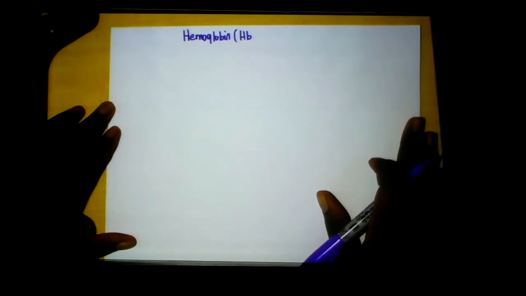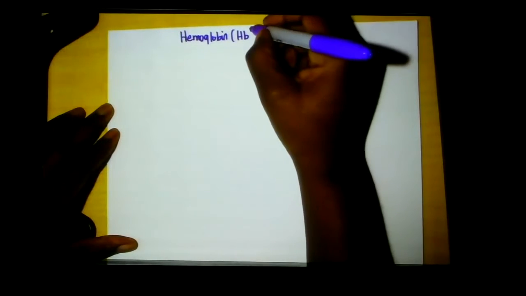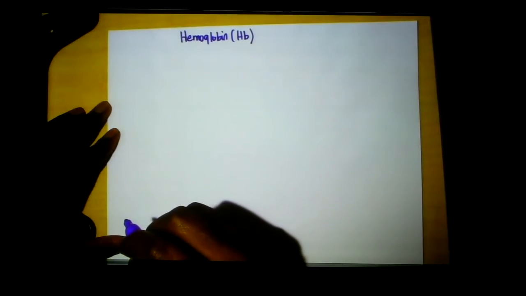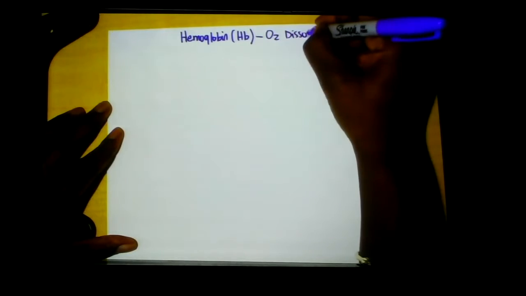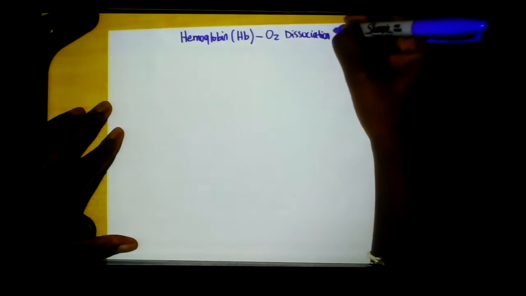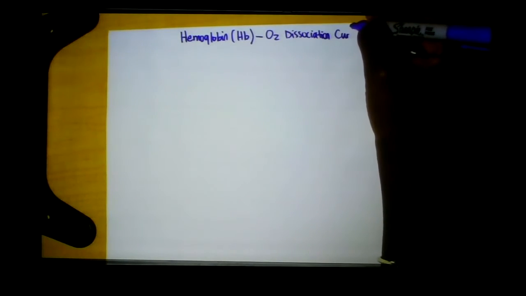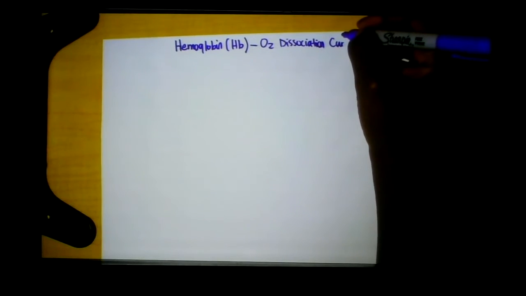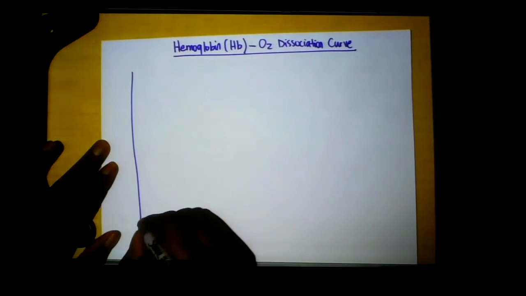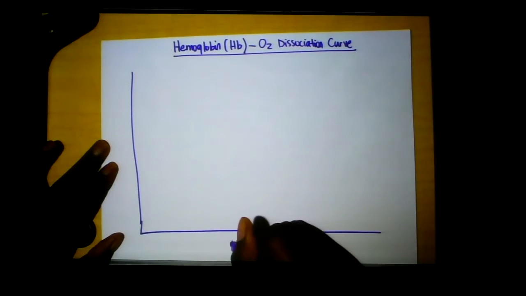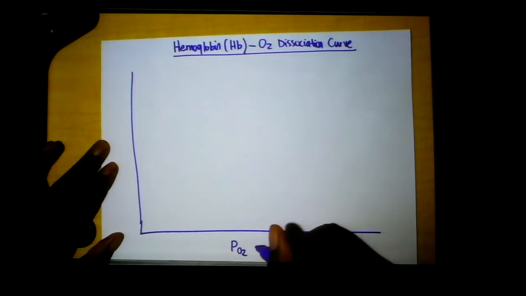Okay, so we're looking at the hemoglobin, and I abbreviate this with HB, oxygen dissociation curve. Okay, we're going to draw a similar graph here. We've got the partial pressure of oxygen on the left. That's in millimeters of mercury.